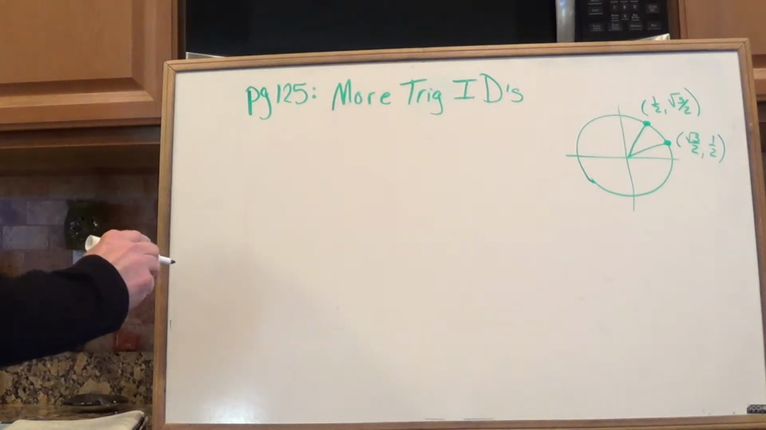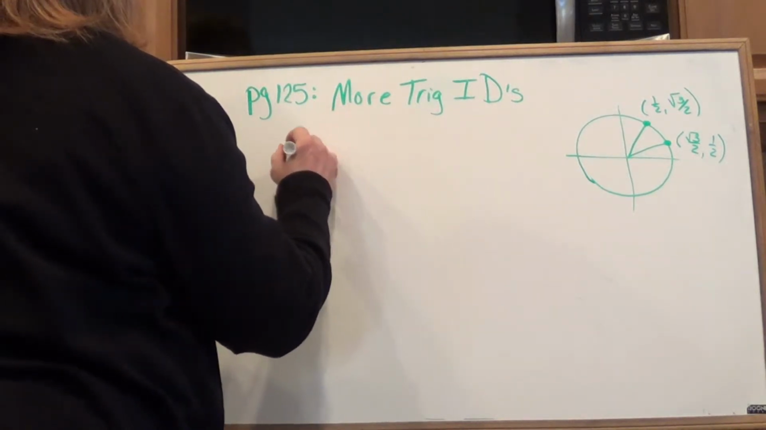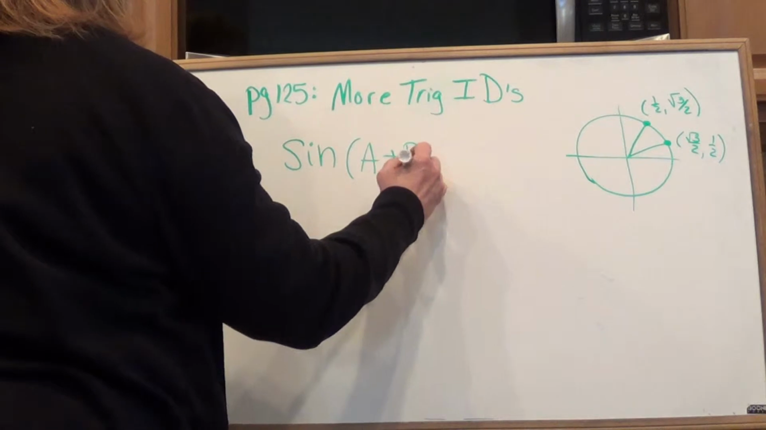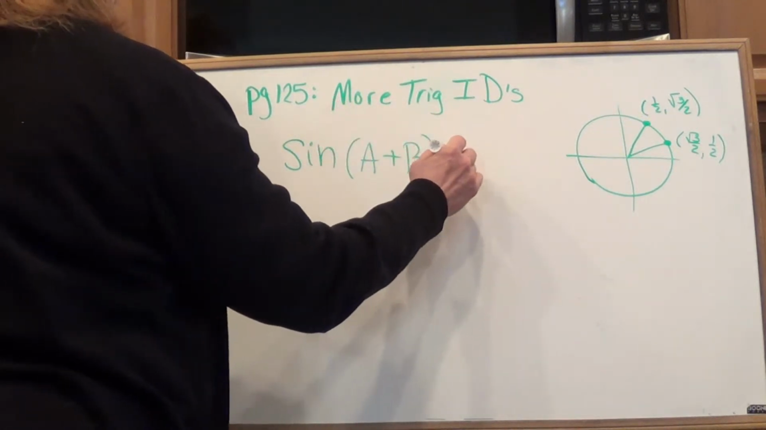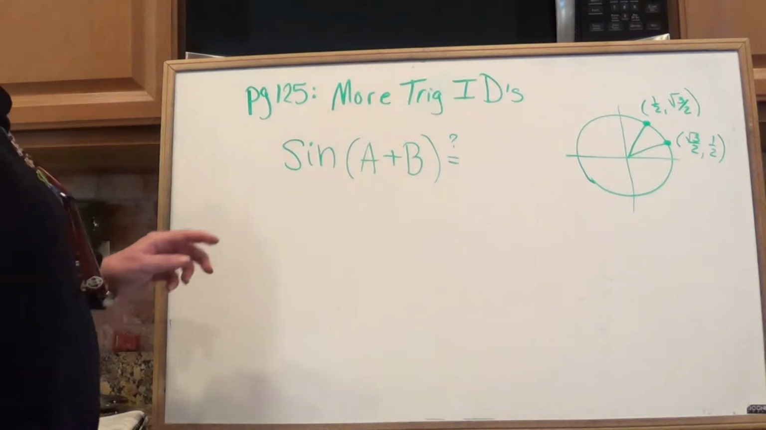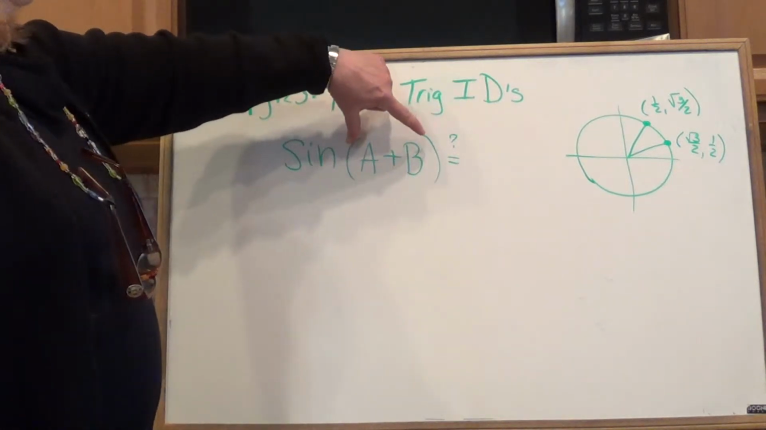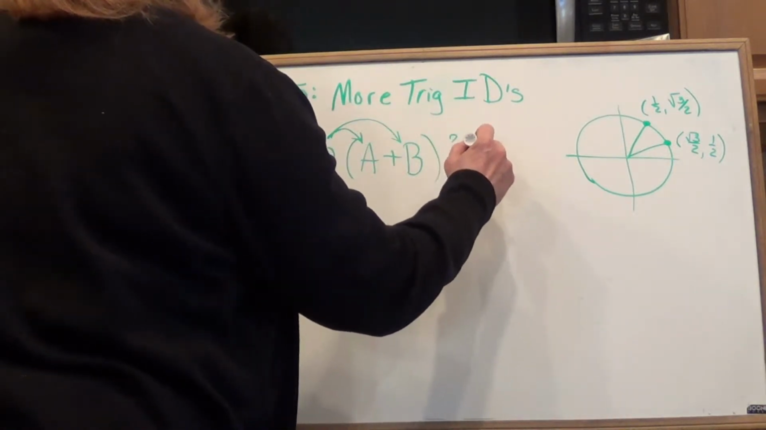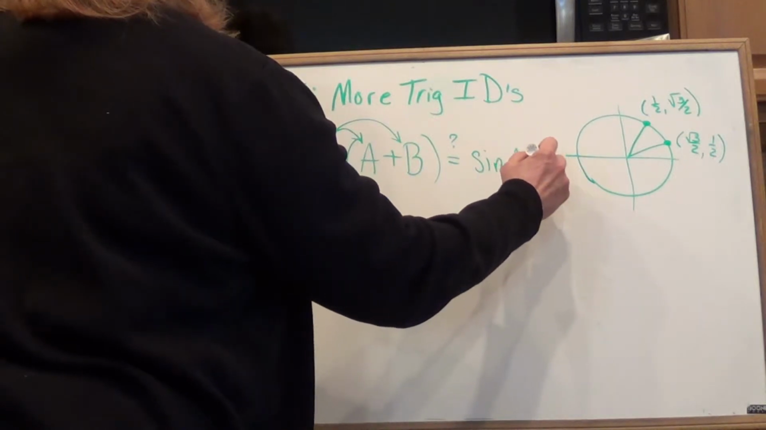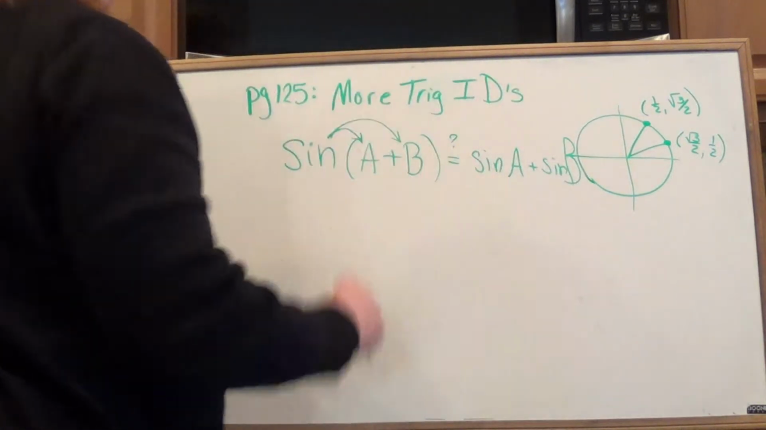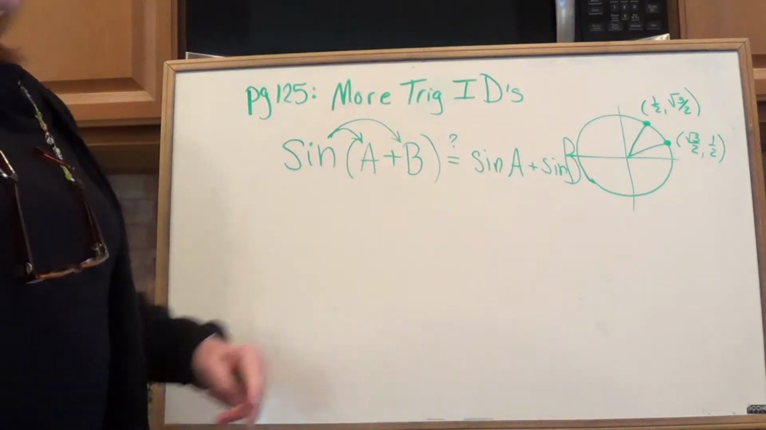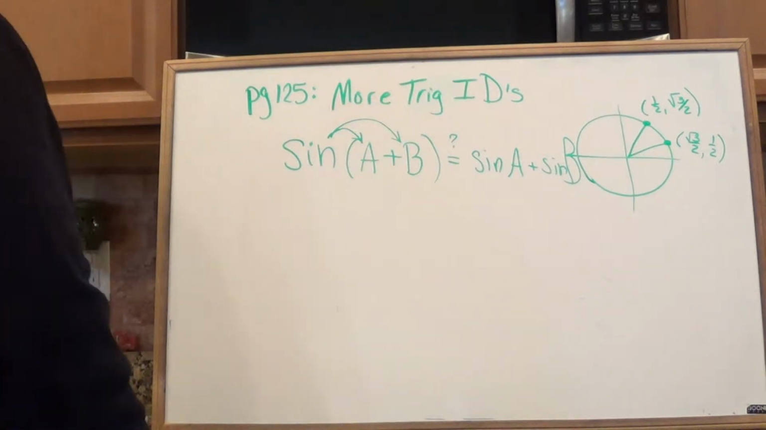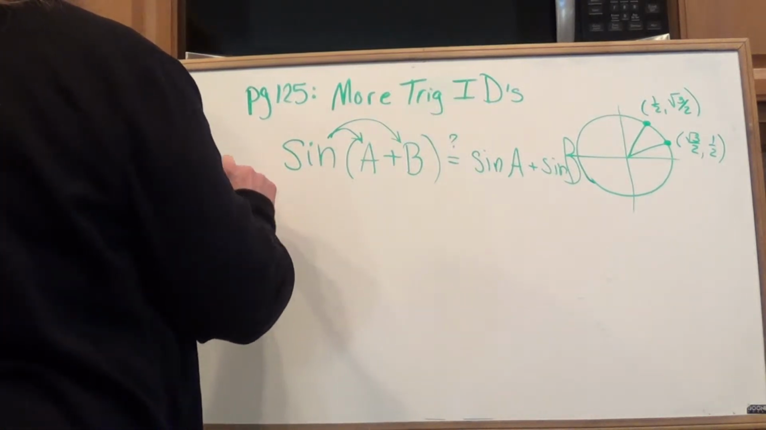I was wondering, and I'm sure you were as well, if we had the sine of a quantity plus another quantity, is it distributive? Does it follow the rules of distribution? Does sine of the quantity a plus b equal sine a plus sine b? Is that a true statement or not? So let's do one that we can figure out and test.